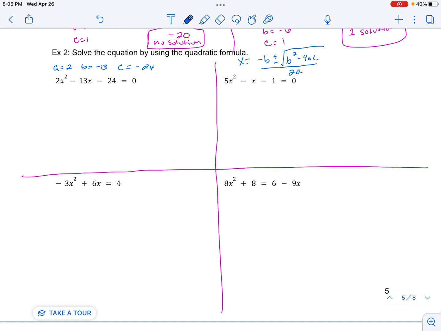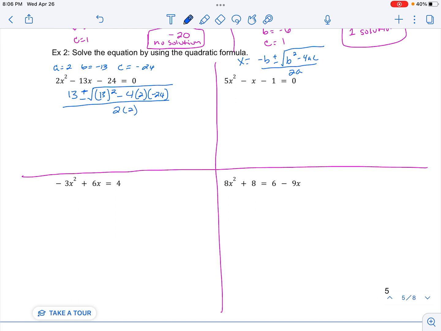On this problem, a is 2, b is negative 13, c is negative 24. So all you're doing is subbing this into your formula and then simplifying it. So we have 13, because it's negative b, so that means you switch the sign. 13 plus or minus the square root of 13 squared minus 4 times 2 times negative 24, all over 2 times 2.